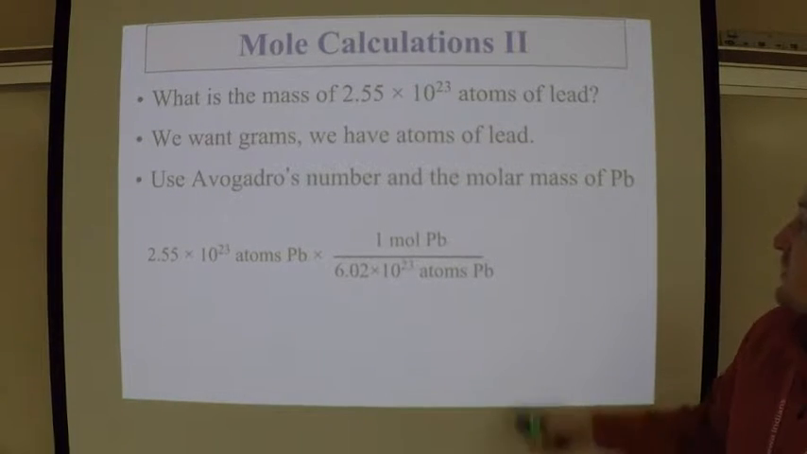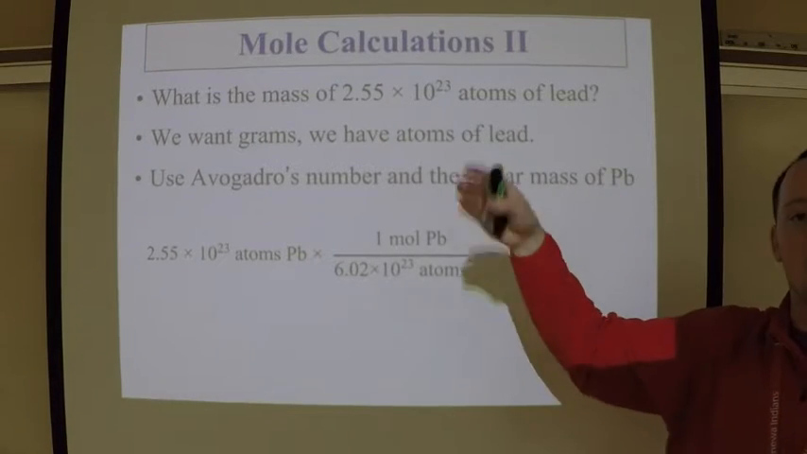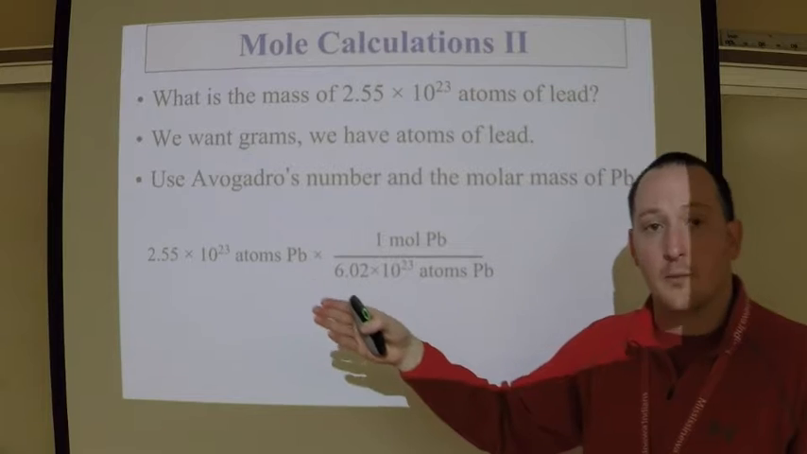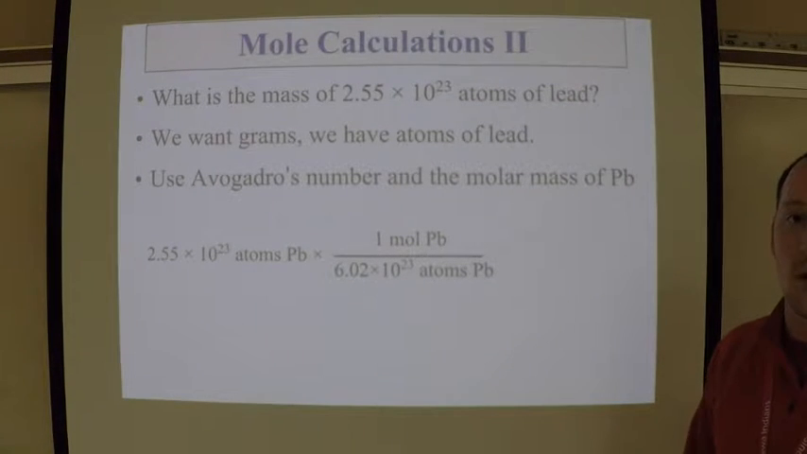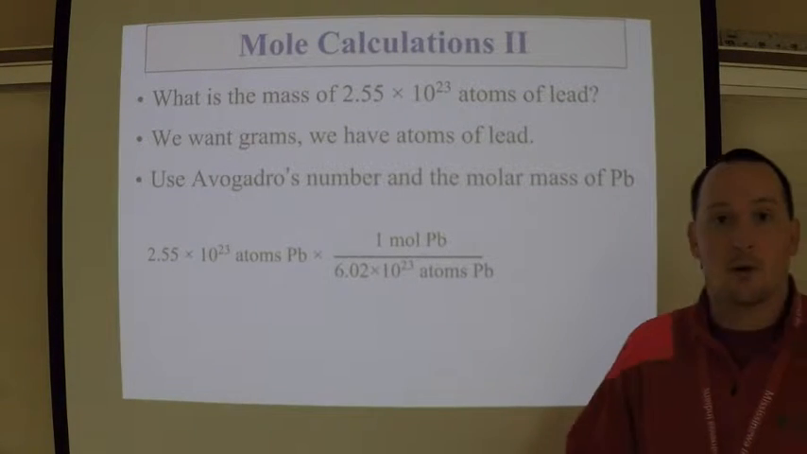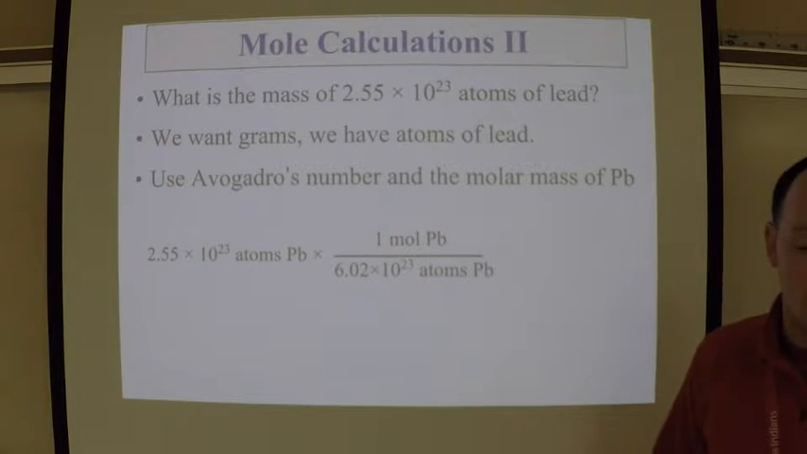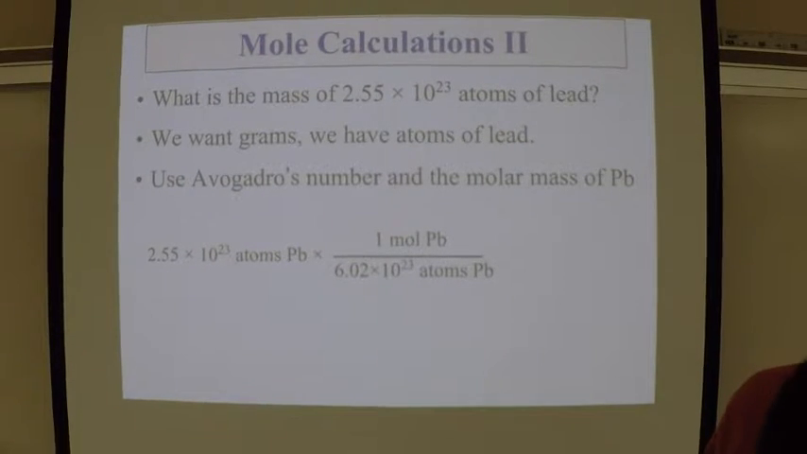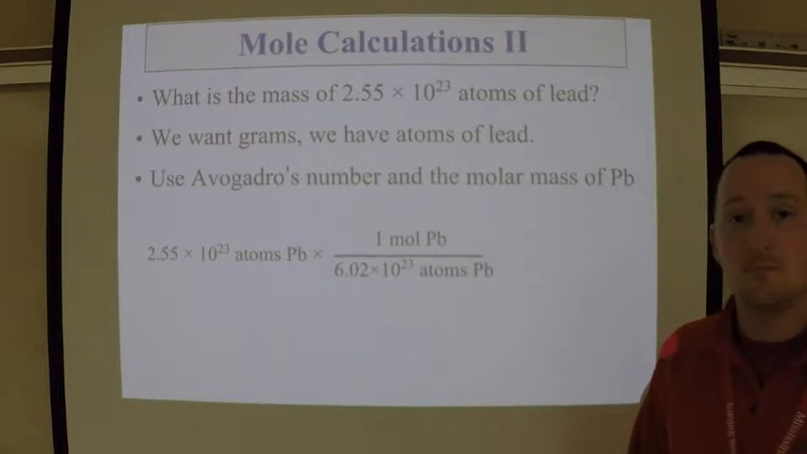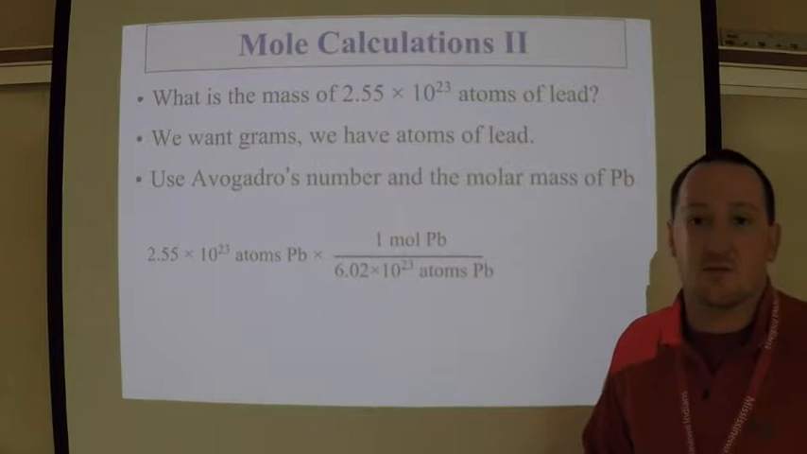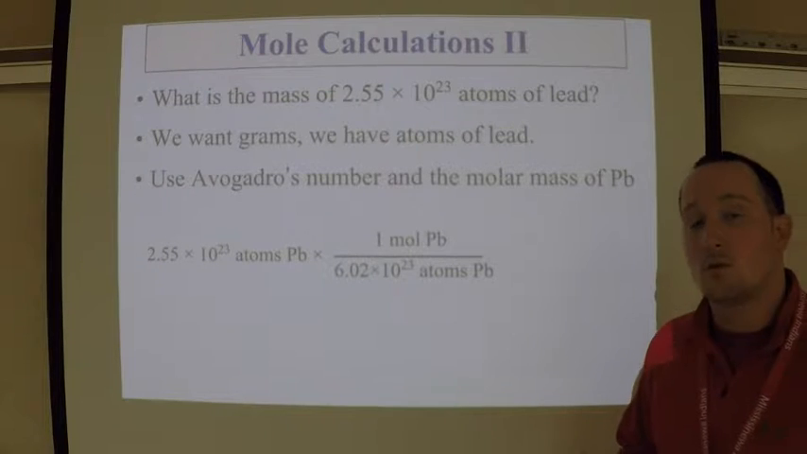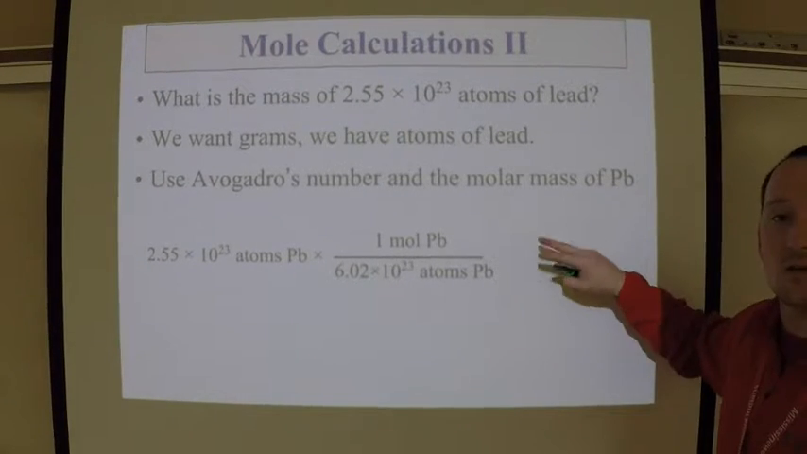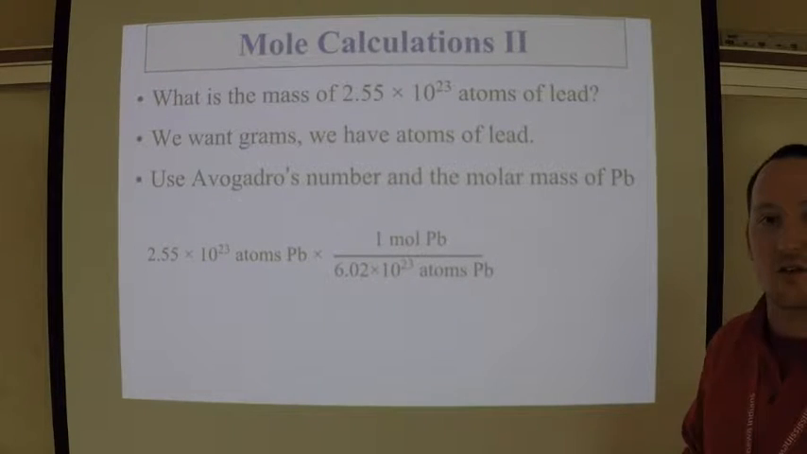My next conversion factor is I have to find out the molar mass of lead. In order to go from moles to mass, or moles to grams, I need to know the molar mass of lead. Well, if I look at my periodic table, I'll find that the molar mass of lead is 207.2. So then I have to ask myself, I know that 1 mole of lead weighs 207.2 grams.